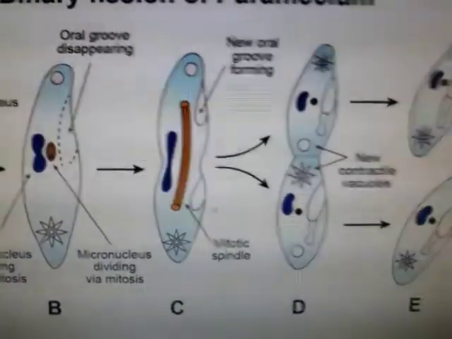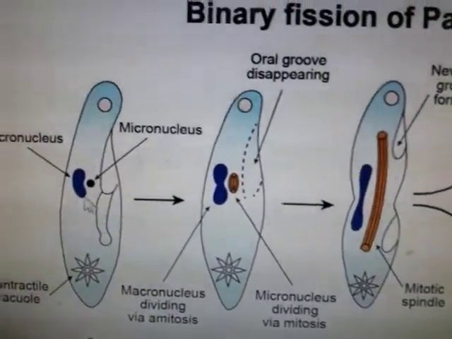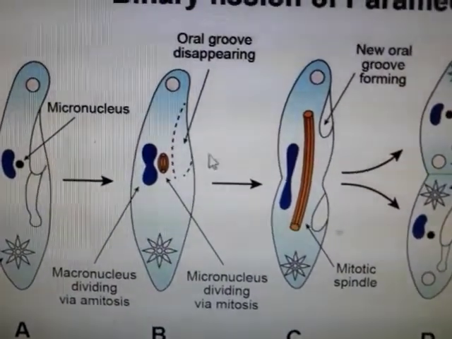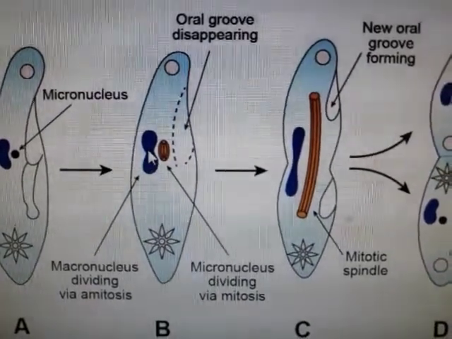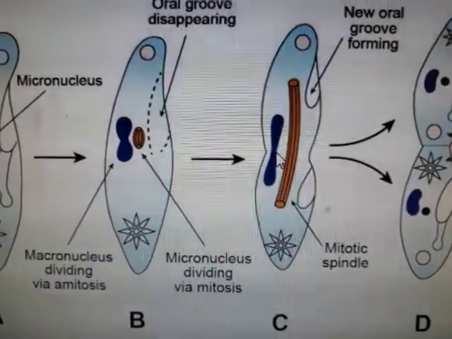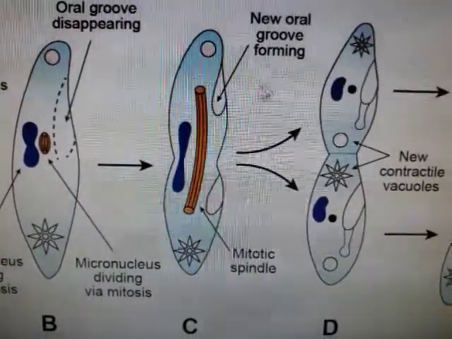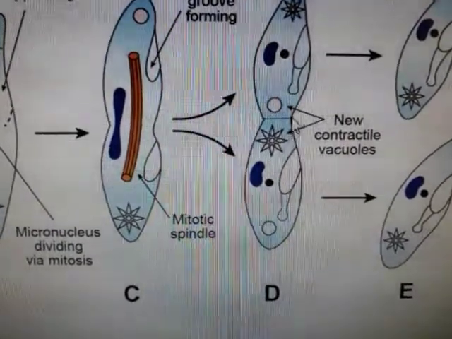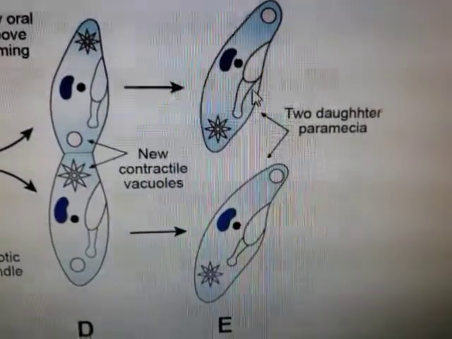In paramecium, this is transverse binary fission. This is the macronucleus, micronucleus. The oral groove disappears, dividing macronucleus and dividing micronucleus. Mitotic spindle, and a new oral groove is forming. Then new contractile vacuoles, and then it divides into two daughter paramecium.